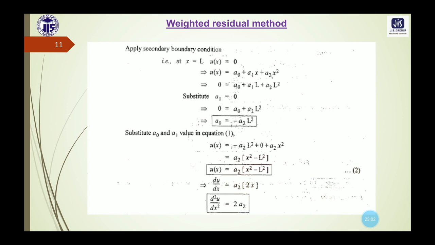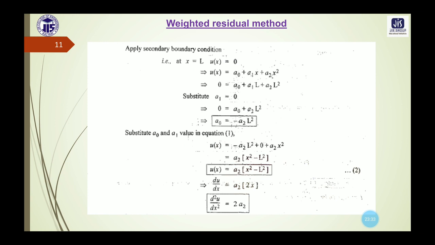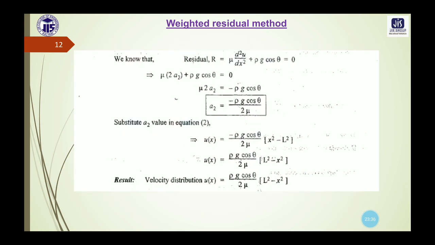Now from this equation number 2 we have done the second order differentiation of u with respect to x. Now that d²u/dx² we have put in the residual function, which is equal to 0. From that we have got the value of a2. Now that value of a2 we have finally entered in equation number 2 here, and finally we have got the velocity distribution equation, which is the required equation in this numerical.